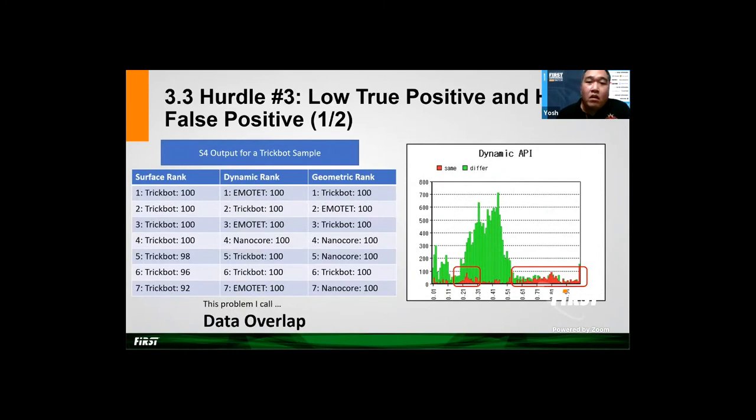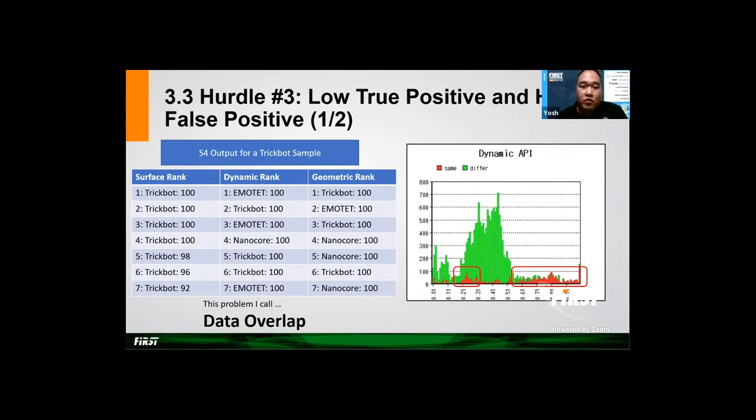Next hurdle. On the left side of the screen is the ranking result of one of the three TrackBot samples. Normally, we would like to see TrackBot at the top of the list, but there are many different types of malware in the mix. In a case like this, we examine the scores of each tool on the sample. Visualization is useful for examining the characteristics of data.